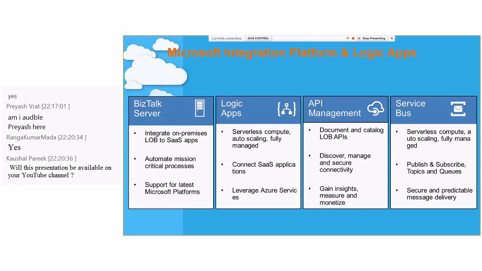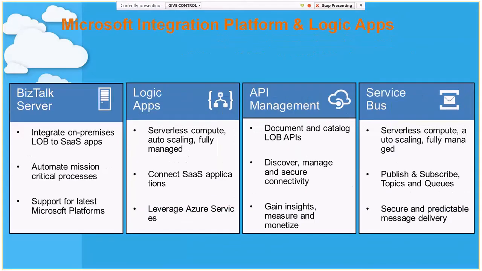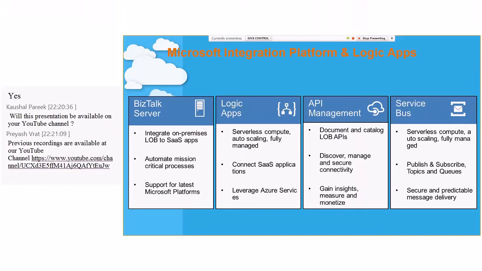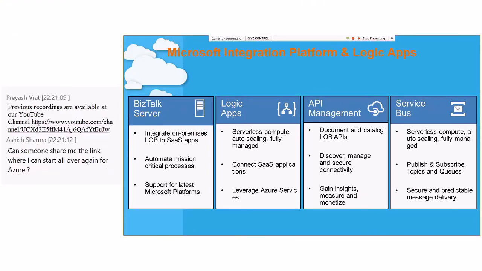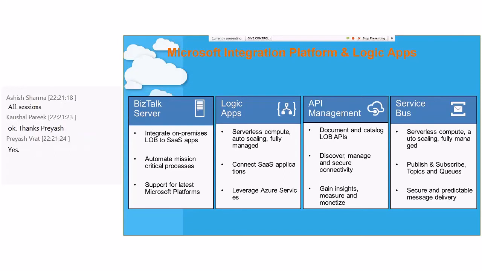So just for introduction, BizTalk Server is a Microsoft integration platform, which is an on-premises integration platform where you can integrate on-premises LOB and you can also connect to your SaaS applications and all. You can automate your business process using workflow and orchestration actually, and it supports the latest Microsoft platforms. So this is about your BizTalk Server, which is an on-premises thing.